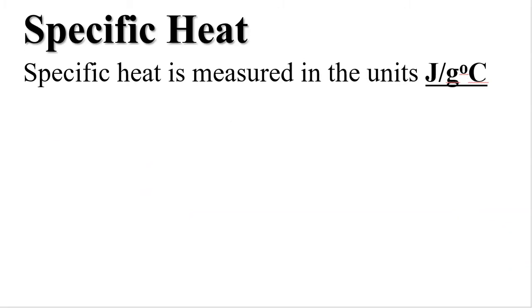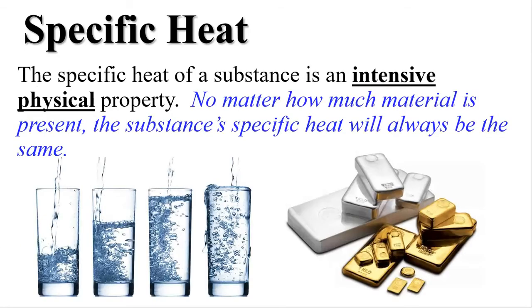Our unit for specific heat is joules per gram degree Celsius. The specific heat of a substance is an intensive physical property. So intensive, as a quick refresher, means it doesn't matter how much material is present. It does not depend on amount. The substance's specific heat will always be the same. So it is independent of amount.